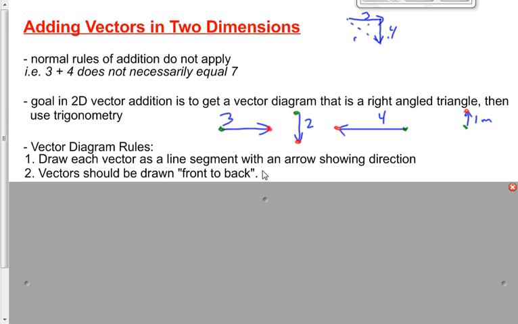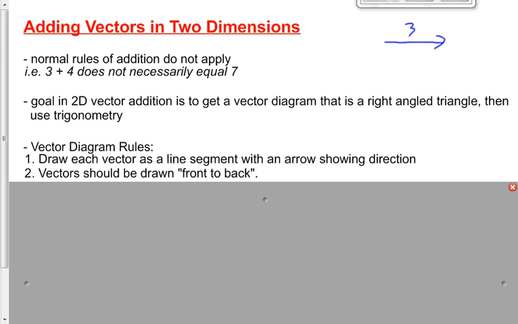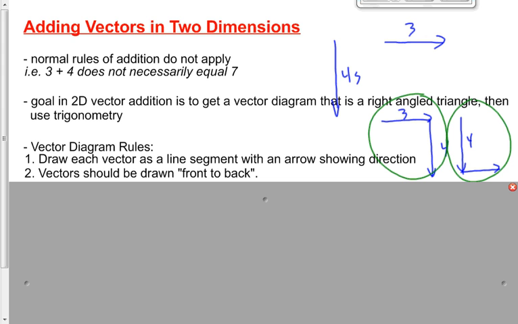So for instance, if you're drawing 3 to the east and 4 to the south, we have to draw it like this, or you could draw it like this. In both cases there, we have our vectors drawn properly, with an arrow indicating direction, more or less to scale. And in both cases, we've drawn it front of one vector to the back of the next vector. So front to back or head to tail.